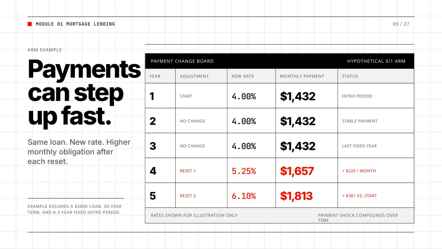However, once the fixed period ends, the interest rate adjusts, and so does the monthly payment. In year 4, the rate resets to 5.25%, causing the payment to jump by $225 to $1,657. Then in year 5, the rate rises again to 6.1%, pushing the payment up another $156 to $1,813, a total increase of $381 compared to the start.